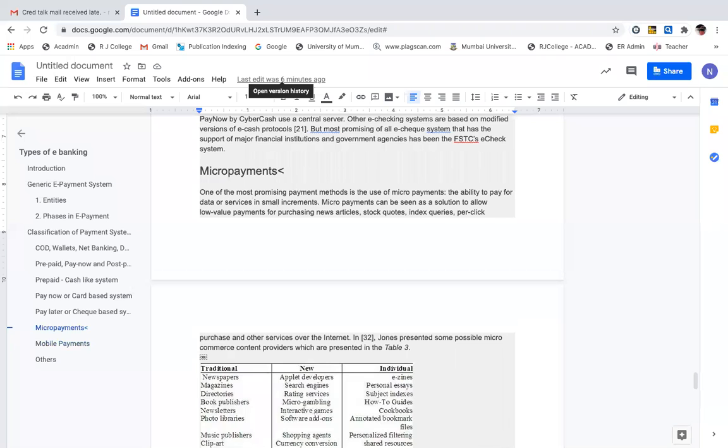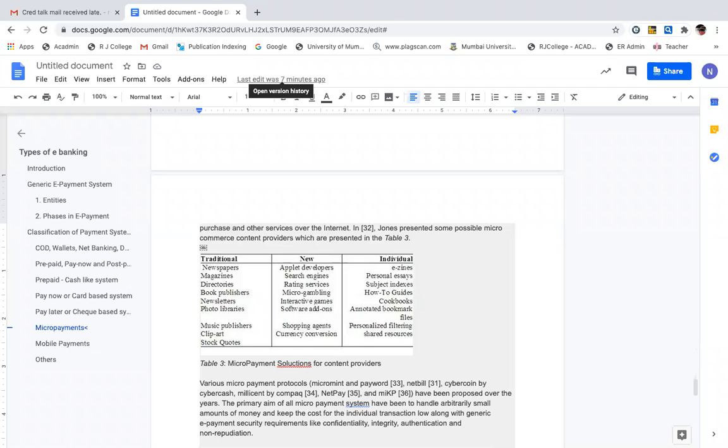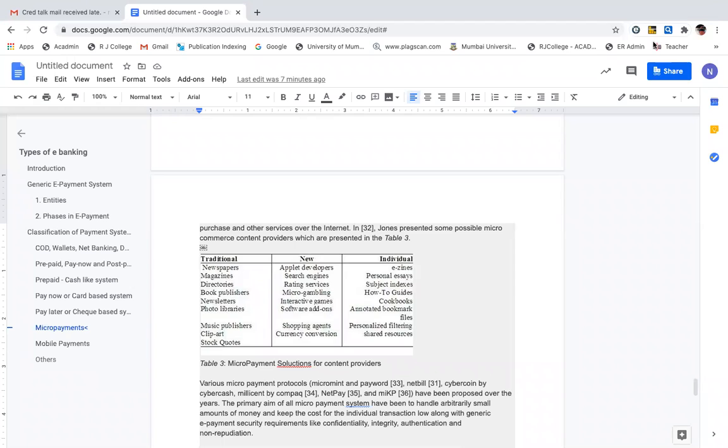Are you following? Now talking about micro payment, right? It is one very promising method, and it is for low-value payments, like if you want to purchase a news article for 200 rupees, 300 rupees, or buy something for 150 rupees, you can make these payments. If the amount is small, we call it a micro amount. These are the classifications of payment. All you have to do is learn what is what. Okay?